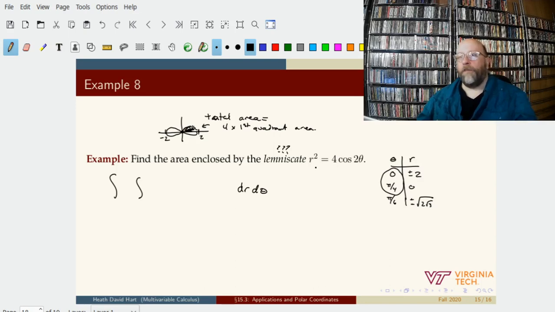If r squared is 4 cosine of 2 theta, then, well, let's talk about what's going on here. The angle goes from 0 to pi over 4. The radius goes from 0 out to where we reach this radius, and r by itself is going to be the square root of 4 cosine 2 theta.